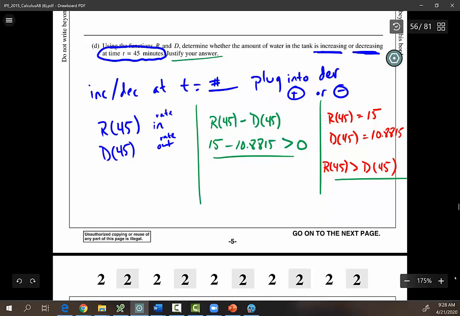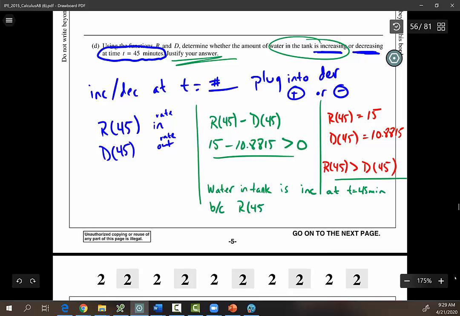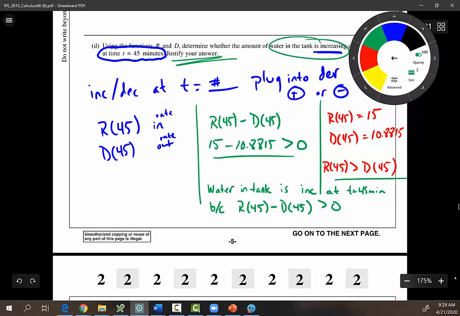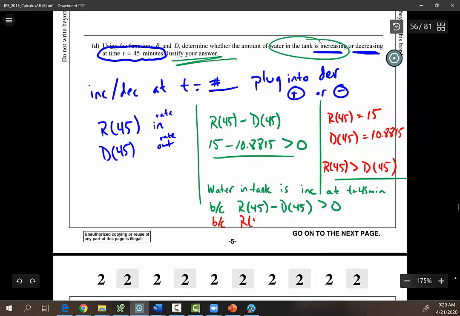Now, it says justify your answer, so you want to make sure you explain whether it was increasing or decreasing, and write it into words. Because the rate in is bigger than the rate out, that means the water is increasing. So we're going to say the water in the tank, just use their words, is increasing at, you always need your at, t equals 45 minutes, because r of 45 minus d of 45 is greater than 0, or if we use our explanation in red, because r of 45 is greater than d of 45. So both of those explanations work.